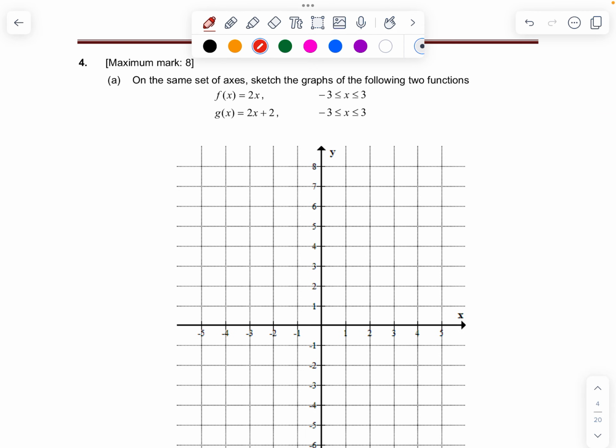Question number 4. On the same set of axes, sketch the graphs f of x equals 2x. So for that, first of all, we have to make a table.